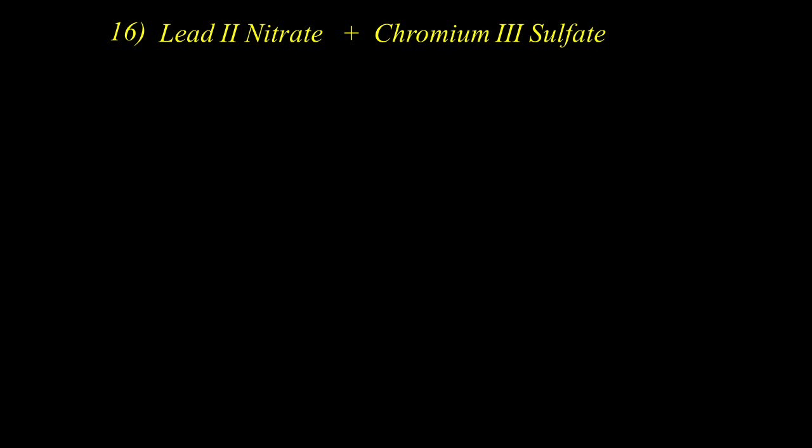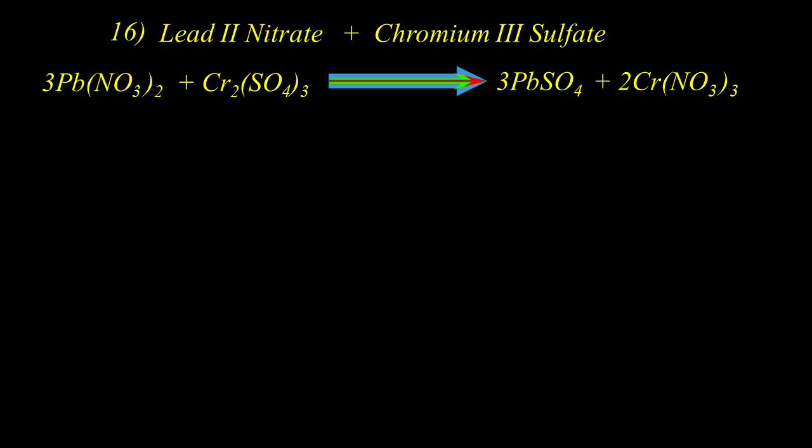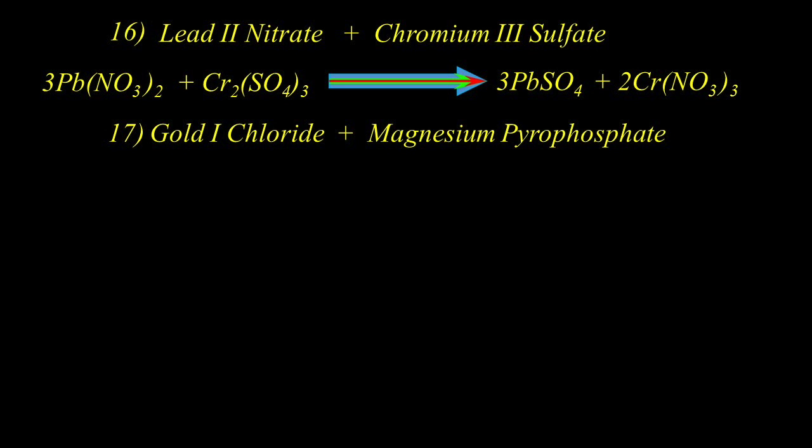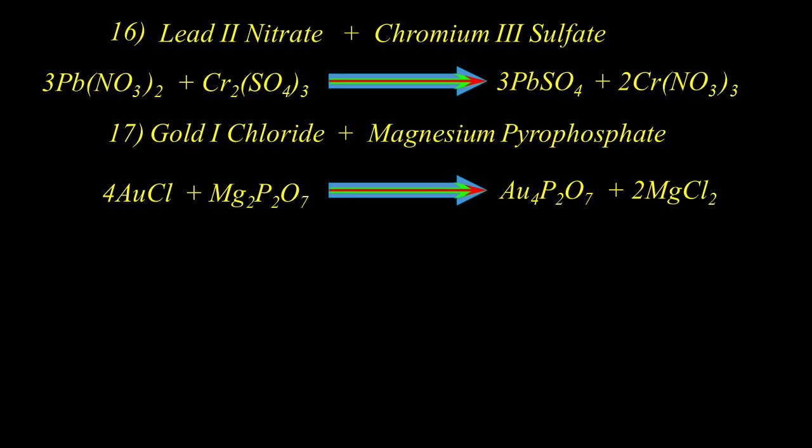So let's do lead 2 nitrate plus chromium 3 sulfate. So it'll be chromium 3 nitrate plus lead 2 sulfate, and then you simply balance the formula. Let's run through these quickly. I'll let you see them, and I will change the timing so it goes a little faster. So here are the reactants and products. And now we're going to look at gold 1 chloride plus magnesium pyrophosphate. So it'll be gold 1 pyrophosphate plus magnesium chloride. And there's the balanced chemical equation.